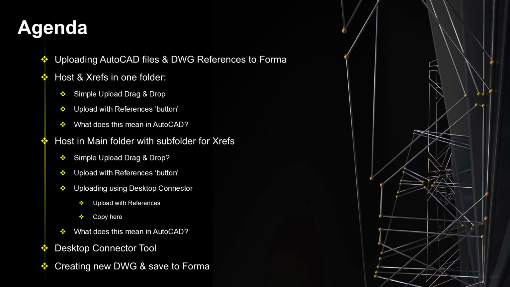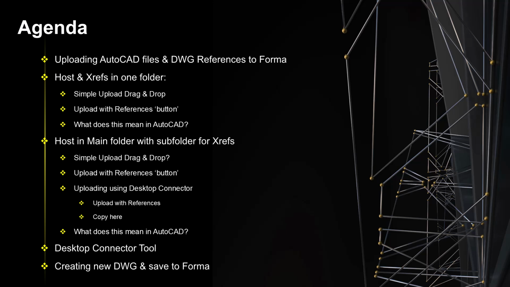Two example scenarios. We'll walk through two workflows in which a lead draftsman prepares host and linked files locally on a laptop. We'll look at the different upload methods and what they mean for file viewing in Forma and continued work in AutoCAD. We'll explain what Desktop Connector is and the role it plays in this workflow.